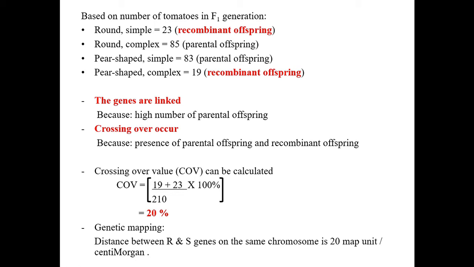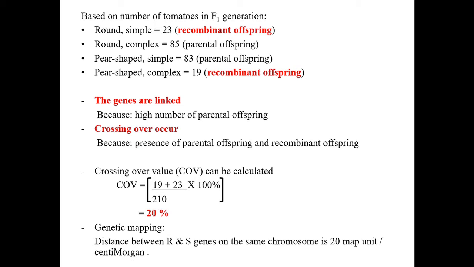So, remember, if the genes are not linked, they're not on the same chromosome, the ratio of the offspring will be 1 to 1 to 1 to 1, as in Mendelian inheritance. But here, there is no 1 to 1 to 1 to 1 ratio. As you can see, there are 2 big numbers and 2 small numbers. So that means the genes are linked on the same chromosome. Second, crossing over occurs. So, although the genes are linked on the same chromosome, crossing over occurs. So, it means at some point, the genes are separated.